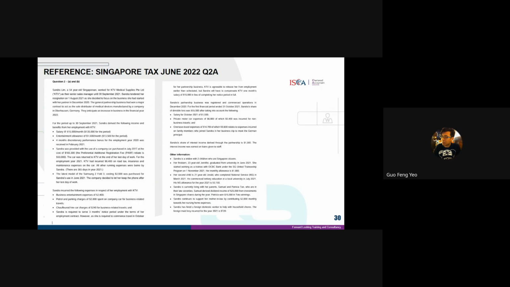Sandra is required to serve 3-month notice period under her terms of employment. However, as she is required to commence travel in October for her partnership business, KTV is agreeable to release her from employment earlier than scheduled, but Sandra will have to compensate KTV 1 month salary of $15,000 in lieu of her completing her notice period in full.